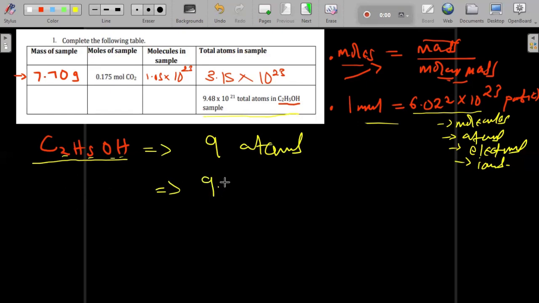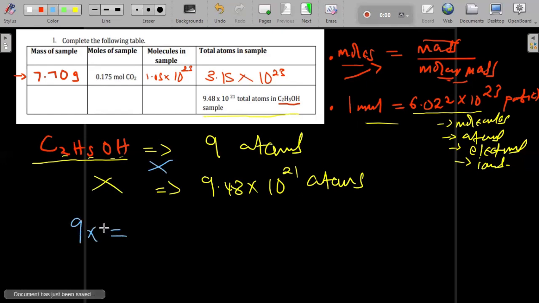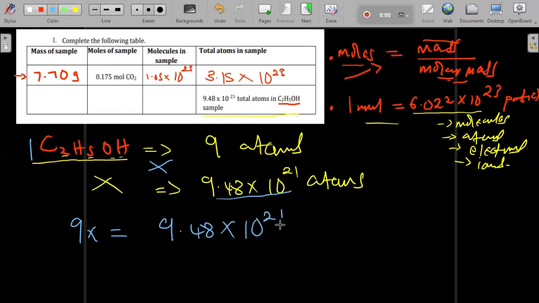So I'm going to write 9.48 multiplied by 10 to the power 21 atoms. This number of atoms, how many molecules are we going to have there? You just cross multiply. You're going to have 9x equals, remember here it was one molecule of this, so we have this number of atoms multiplied by one molecule, which is 9.48 multiplied by 10 to the power 21. You divide this side by 9, and this side you divide by 9. So our x will be equal to 9.48 times 10 to the power 21 divided by 9.